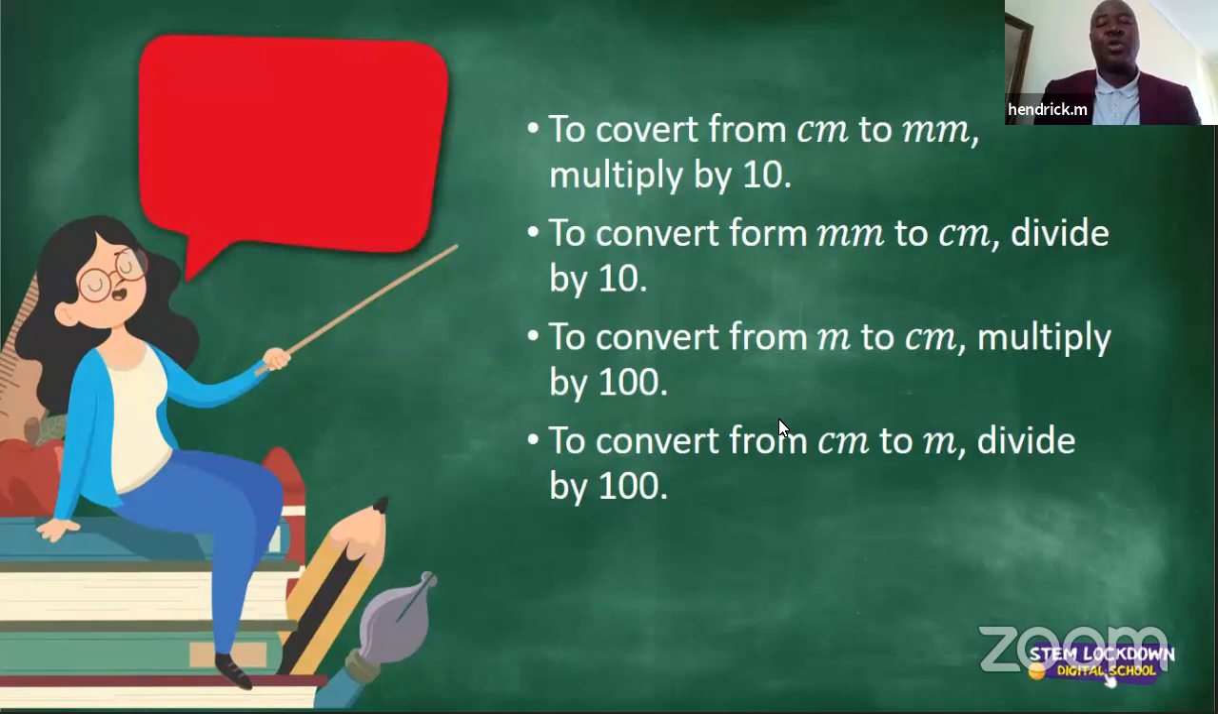And of course, one of the most important observations to make here is that in order to convert from centimeters to millimeters, you need to multiply by 10. And to convert from millimeters to centimeters, you need to divide by 10. To convert from meters to centimeters, you multiply by 100, whereas to convert from centimeters to meters, you divide by 100.